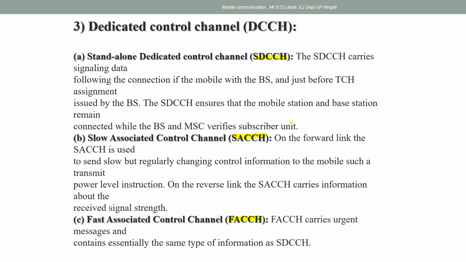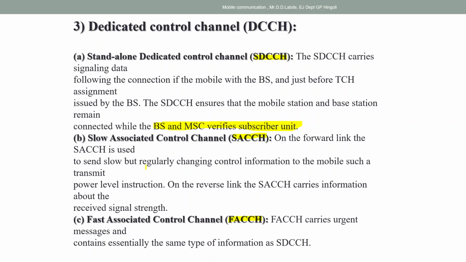Means basically in your dedicated control channel, the standalone dedicated control channel will connect your mobile to the base station. It will continuously connect your mobile to the base station without disconnecting your call, and your base station and mobile switching center verify your data. Means whatever mobile you are using, it will be verified by the base station and the mobile switching center.